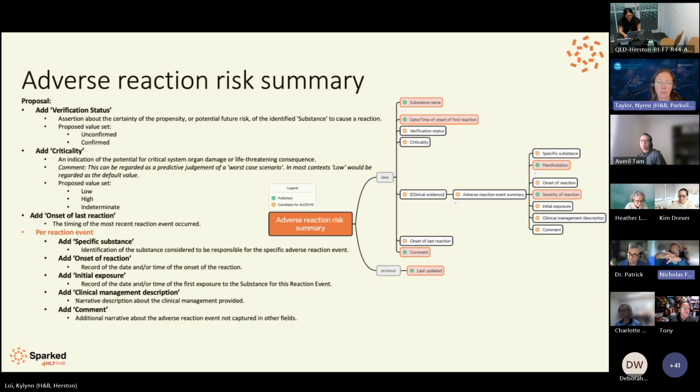I was just going to mention that we have provided definitions for the 5 data elements, which are on the right-hand side, that are nested within the main data group of adverse reaction risk summary. So the ones that have been provided or were pitched at the Sydney event were specific substance, onset of reaction, initial exposure, clinical management description, and we've also popped in a comment just because we felt that there might be some need to provide additional details about the specific adverse reaction event that needs to be recorded. And those definitions are on the screen as well.